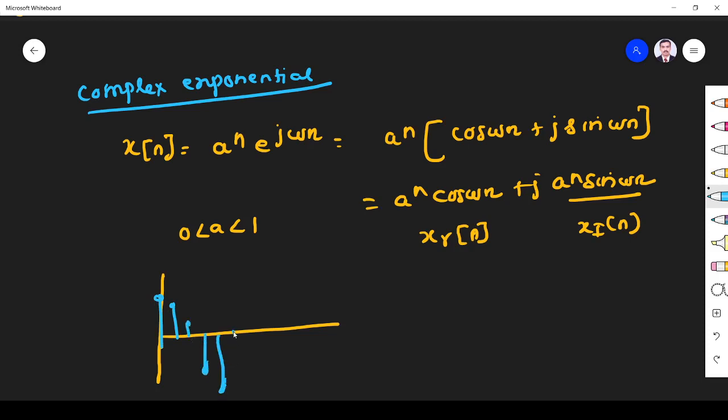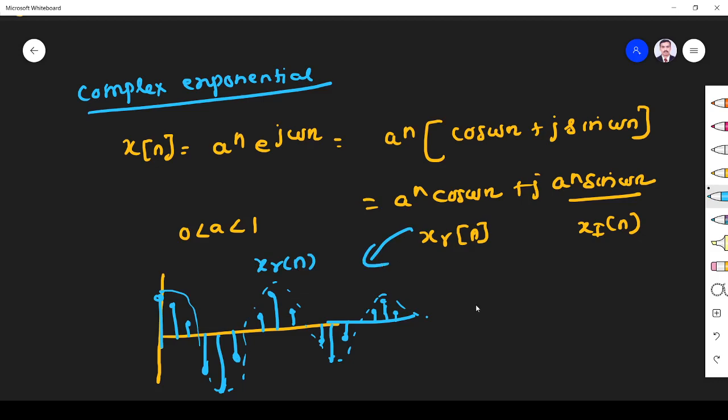Fine. And what happens next? Next it will go decaying. So this will be like that. It will go, so next it will be like this. Now we hope you remember this diagram. So this will be a gradually decaying exponential envelope. So this is what xr of n, the real part, a^n cos omega n.